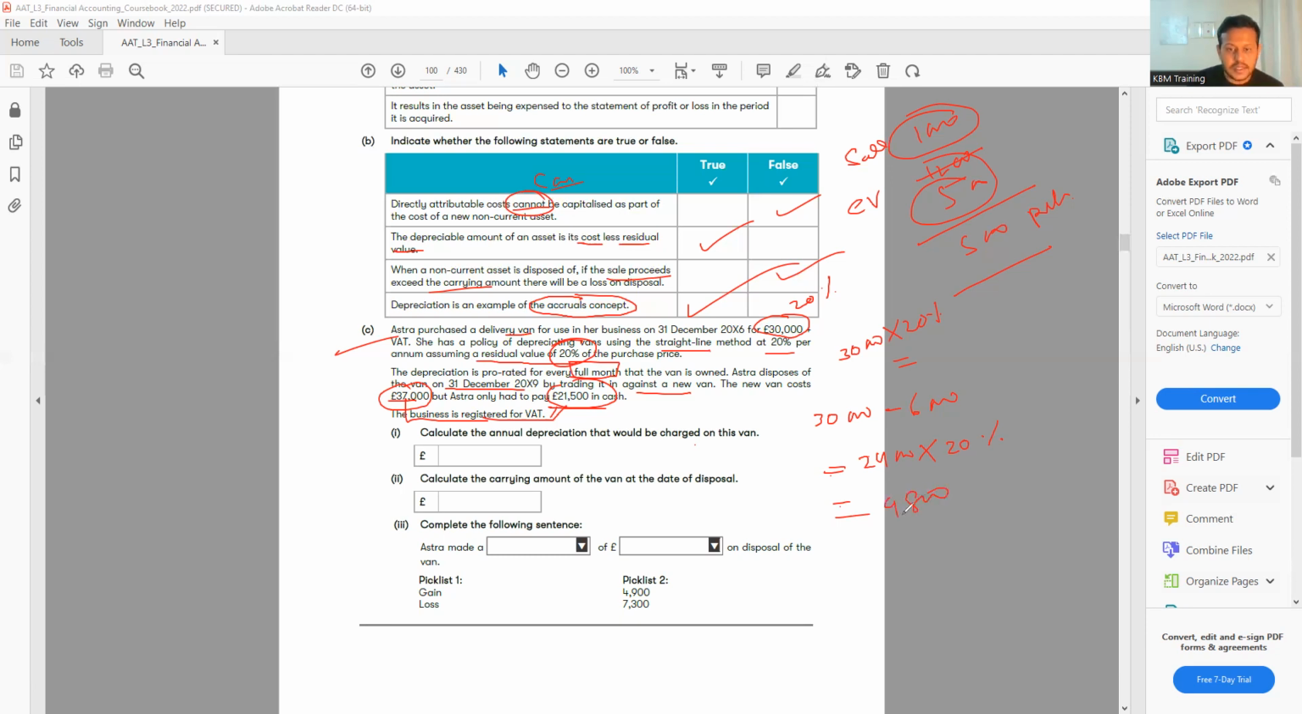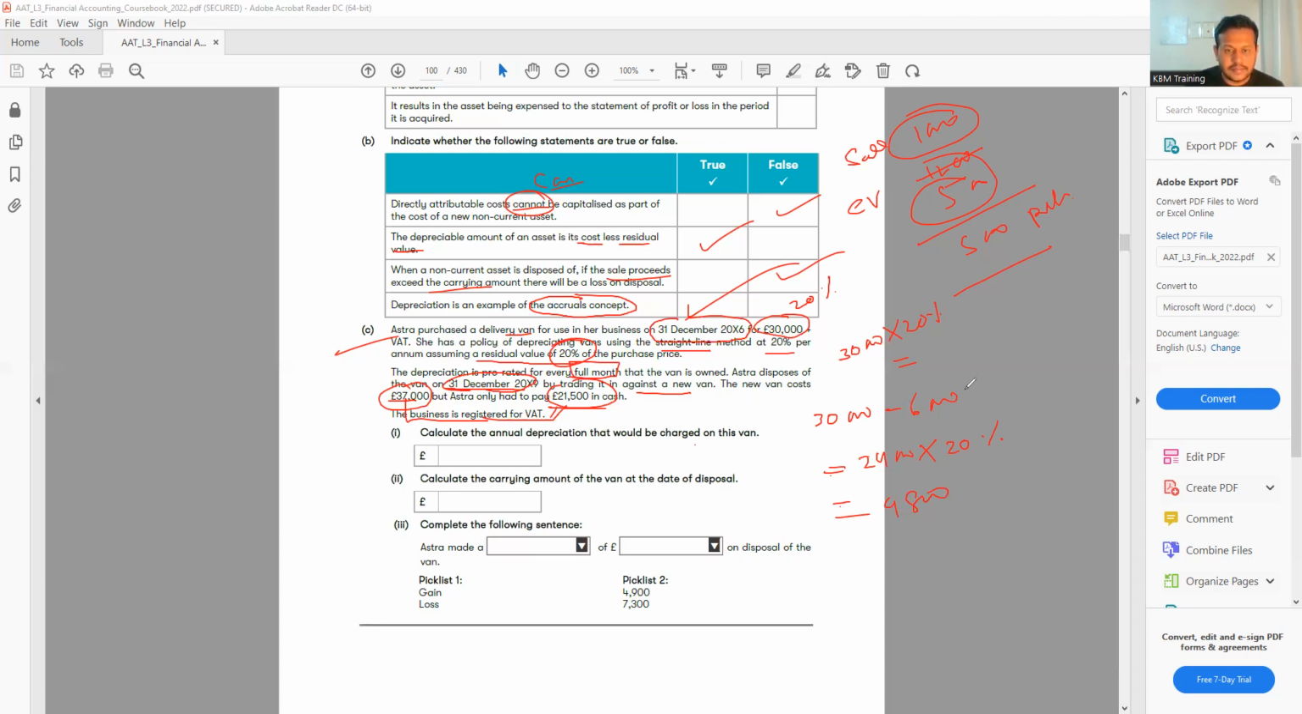Now I need to know, is there any other information we have? How long did I use the van for? So we bought it in December 2016 and we sold it in December 19. So how many years have we used it? This is the question. How much will be the depreciation per year? And how much will be the carrying value? So let's have a look.